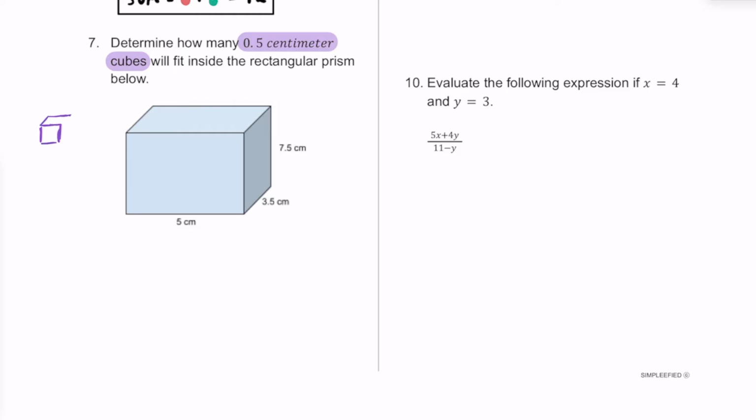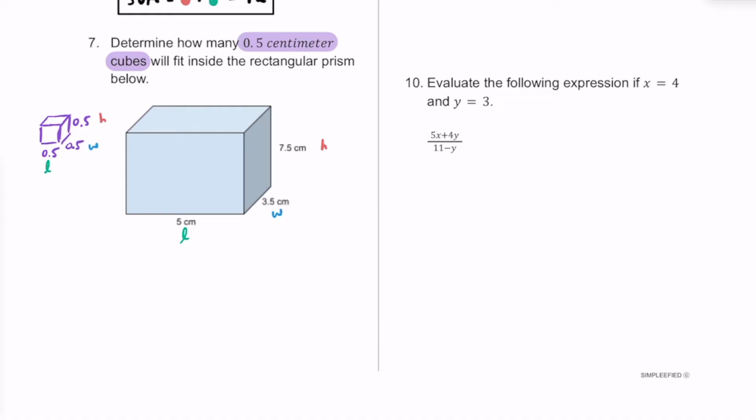They're only giving you one number because a cube has the same dimensions all the way around, but we have a length of 0.5, a width of 0.5, and a height of 0.5 as well. So now just to keep things nice and consistent, I'm going to go ahead and call this the length here. I'm going to call this the width, which is this 3.5, and I'm going to call this one the height, and that's going to be this 7.5.